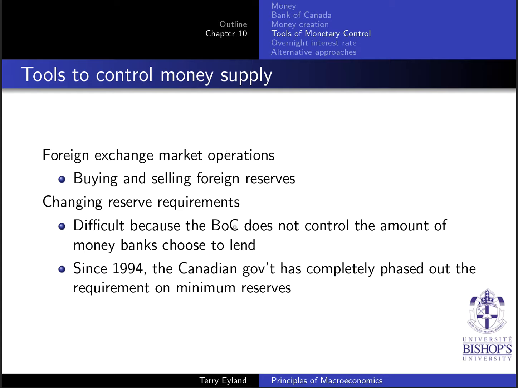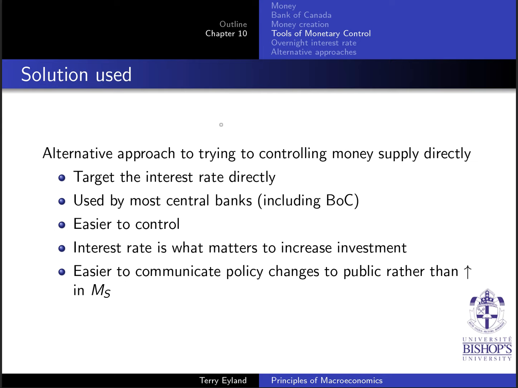Changing reserve requirements. This is difficult because the Bank of Canada does not control the amount of money banks choose to lend, which we talked about in the money creation process. And since 1994, the government has completely phased out this requirement on minimum reserves. So what's the solution used? Well, it is going to be to target the overnight interest rate.